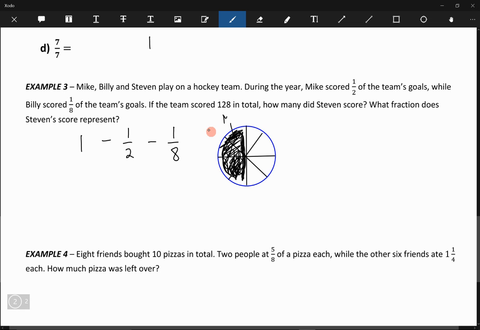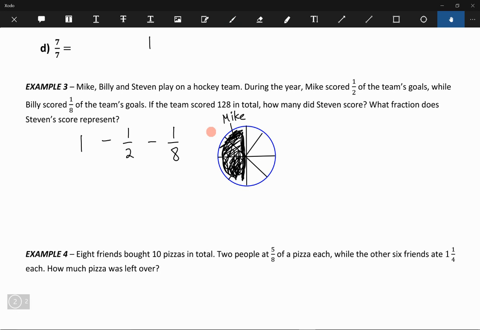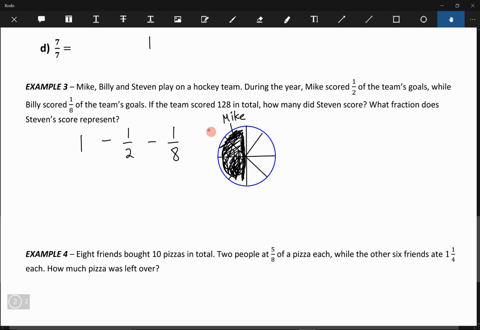Okay, so this is Mike. And Billy scored 1/8. So I divided the circle into eighths. That's why I divide it into eighths, so I can show Billy's slice here. So I'm going to say Billy's slice here is this right here. Maybe I should have used a different color, right? So see if I can still do that. Red. I use red. Okay, I'm going to fill it in with red.